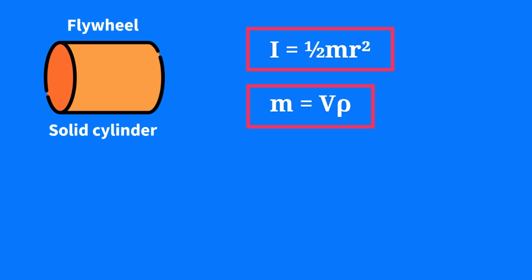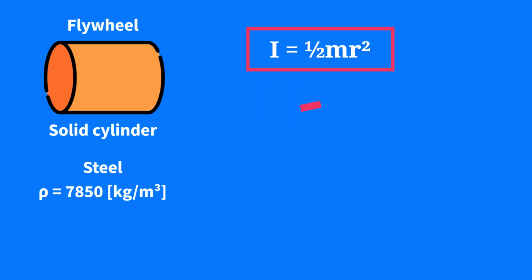The material I am going to use for the flywheel is steel, since this has a high density of approximately 7,850 kilograms per cubic meter, is relatively cheap and has good strength properties. The volume of a solid cylinder is pi times the radius squared multiplied with the length. There are now two variables that can be varied, the diameter and the length of the flywheel.